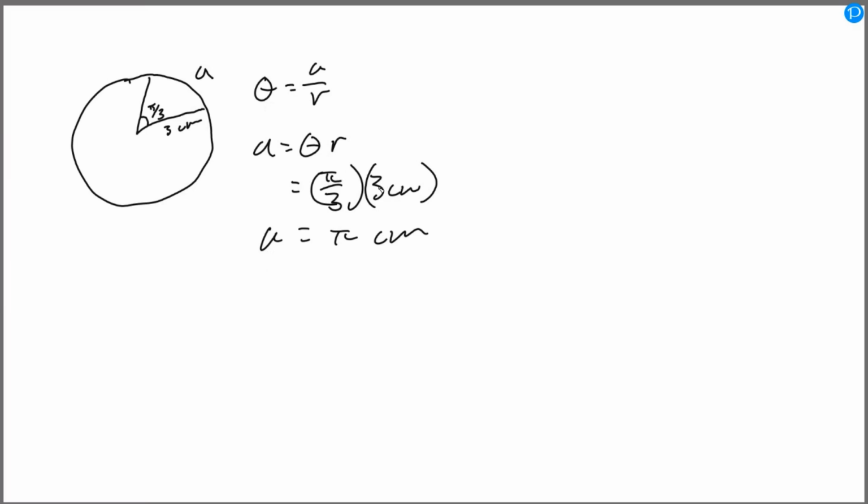Pretty straightforward. And then the same thing can be done again, but this time they give you the arc length and the radian measure, but they don't give you the radius. So if you have any two of these pieces of information, you can solve for the other. Just a whole bunch of different rearrangements.